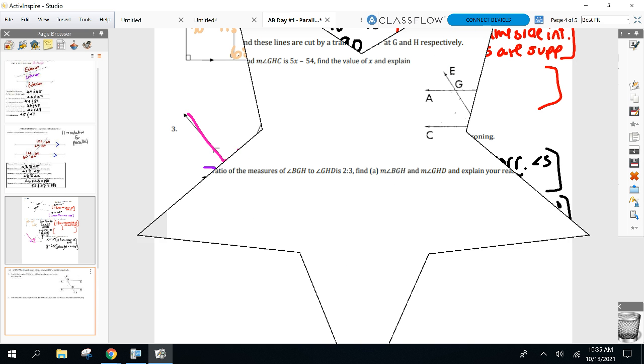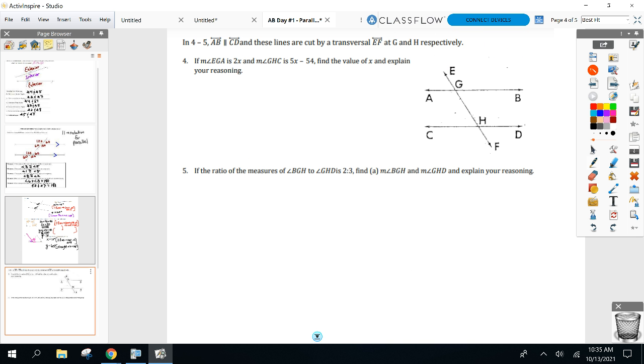Here we go. And we'll do the last one as a class. This one. They tell you at the top they're parallel. I don't need the arrows. They tell you at the top they're parallel.